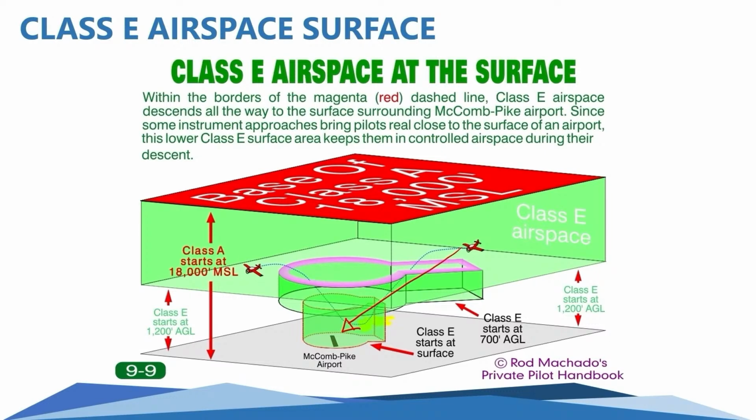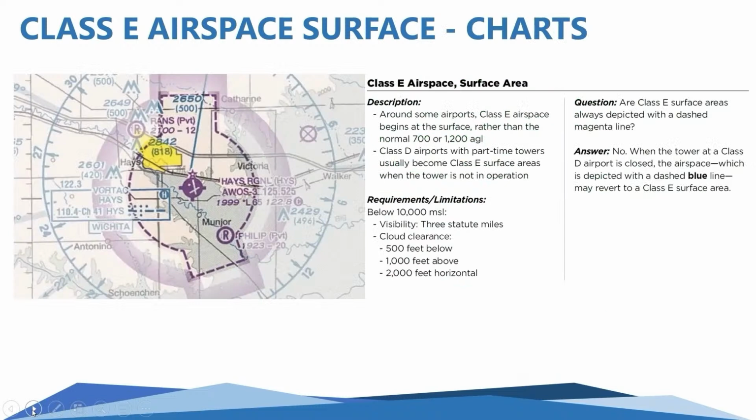Okay. So what that looks like would be this. And what you're going to notice here is that we have a magenta shade on the exterior. I've kind of highlighted it out. And then the main one I want to point out is the dashed line. Anything within this magenta dashed line means that Class Echo is going to start at the surface and go up to, but not include, 18,000 feet. So very simply, if I am standing at the airport right here and I want to know what airspace I'm in, it's going to be Class Echo from the surface up to, but not including, 18,000.